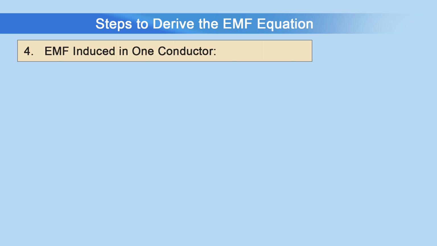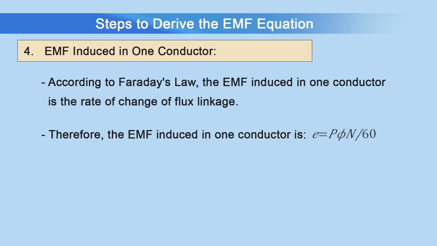Now we will see the EMF induced in one conductor. According to Faraday's law, the EMF induced in a conductor is the rate of change of flux linkages. It is a very important point. Therefore, the EMF induced in one conductor is e equal to P phi N upon 60, whereas e is the induced EMF in one conductor. So as you know, it is the EMF for one conductor.